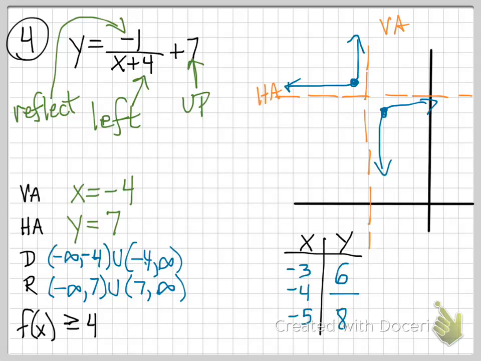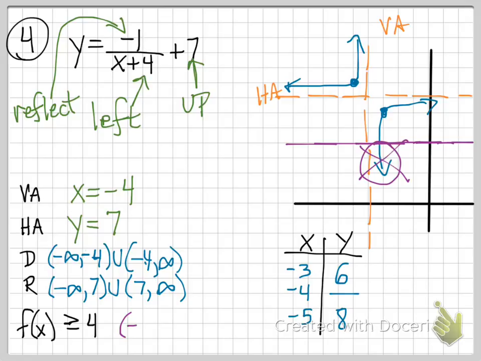Now let's look at the inequality condition. We're looking for anything greater than 4. Greater than 4. So I go to y equals 4. Where is it greater than 4? Well, that's pretty much everywhere except this spot right here. So we can't include that in our range, or in our domain.